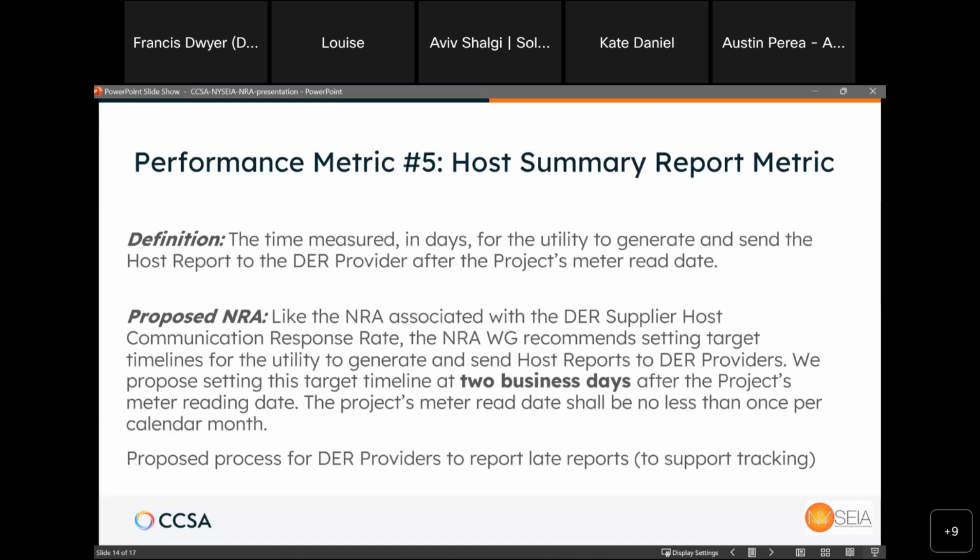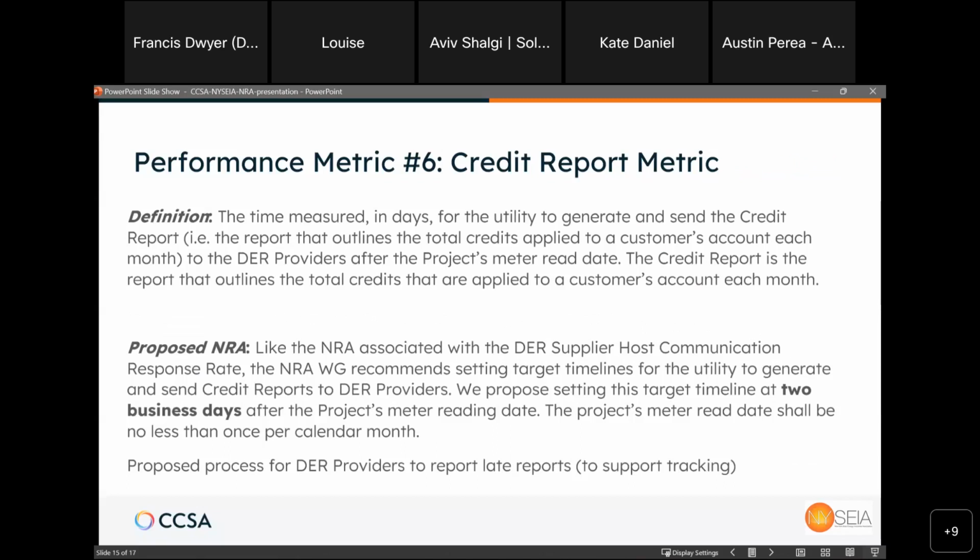Next slide, Kate. Performance metric number 6 is very similar and in parallel to performance metric number 5, except this is referring to the actual credit report. This is the report that outlines the actual amount of credits that are going to be applied to a customer's bill each month. And again, what we're looking at here is how much time the utility takes to provide this report to the DER provider. Again, we're proposing 2 business days after the project's meter read date, and we are again proposing a process where the DER provider can flag when these reports are late.